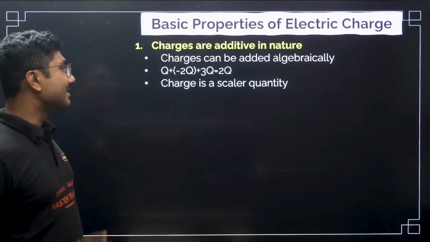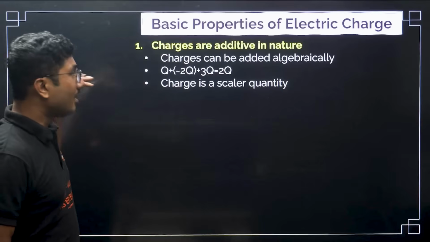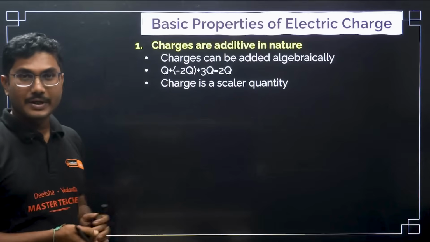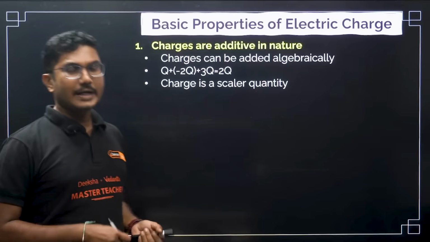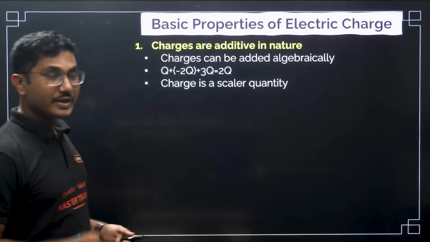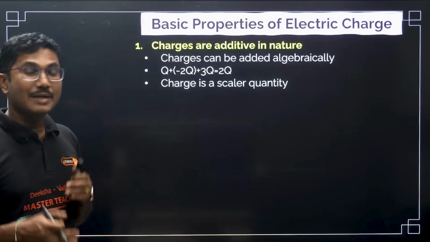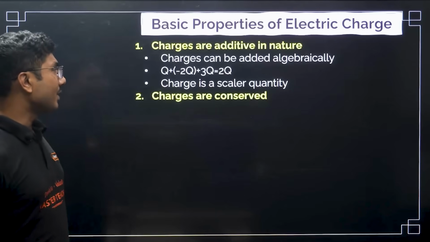Charge is a scalar quantity. From here we get another sub-property, which is not directly mentioned in the properties, but you can derive it from the property that charge is a scalar quantity, right? Because if it were a vector quantity, you would have to add them as vectors, but here you can simply add them algebraically. Simply adding algebraically means it is a scalar quantity.